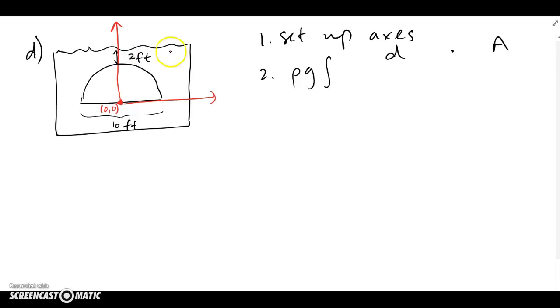If you set up your axis at the top, you just use a different equation for your circle. It'll be shifted with the center being different, so it shouldn't change things, but this will probably make it easier for me if I set up my axis this way. Okay, so let's go make a slice and see what happens. So I'm going to make a representative slice in my picture, and I'm trying to fill in the rho g dA business.